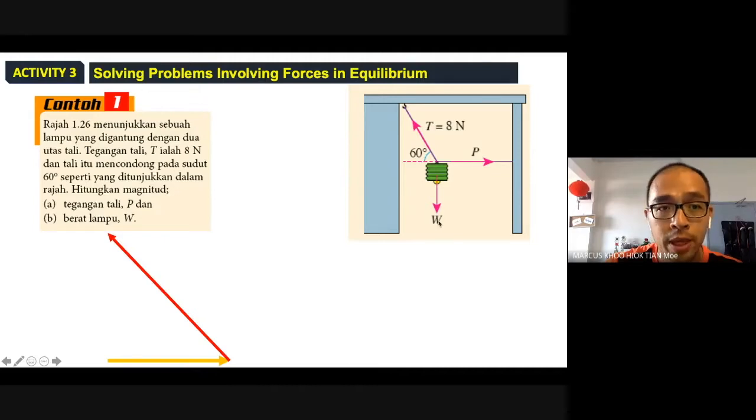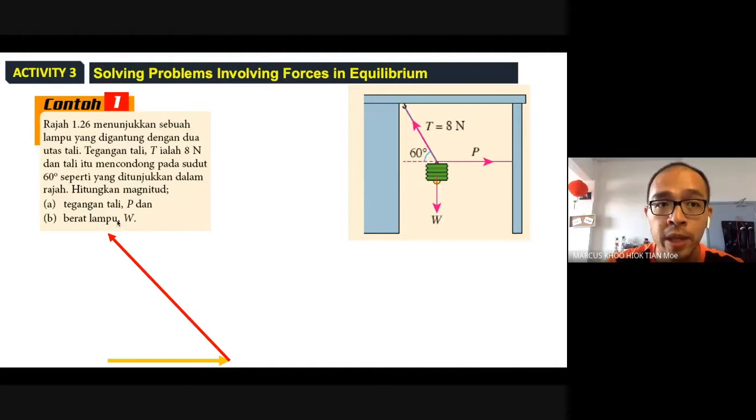Okay, so then of course dia punya soalan, sorry it's in Malay, this is actually from the textbook, textbook ada soalan ni kan. So find the magnitude of the tension of the string, P, and the weight of the lamp, which is W. So whenever you see a question like this, the first thing you need to ask is, is it in equilibrium? Is it moving? Is it moving with acceleration or no acceleration?